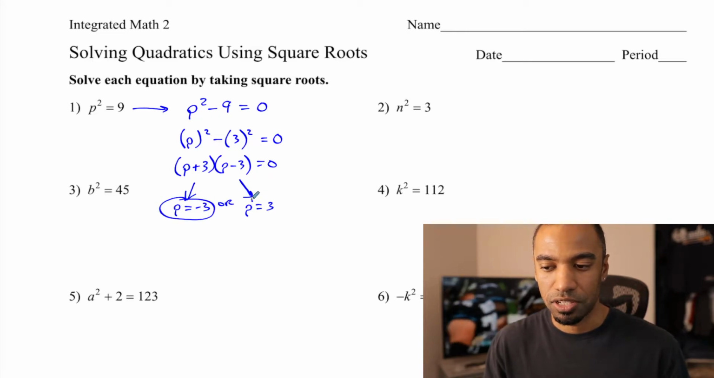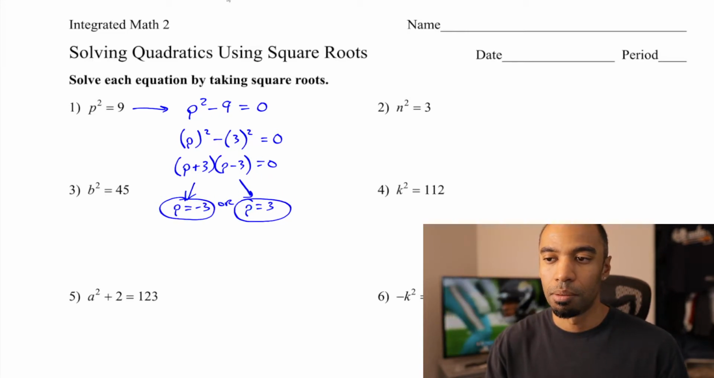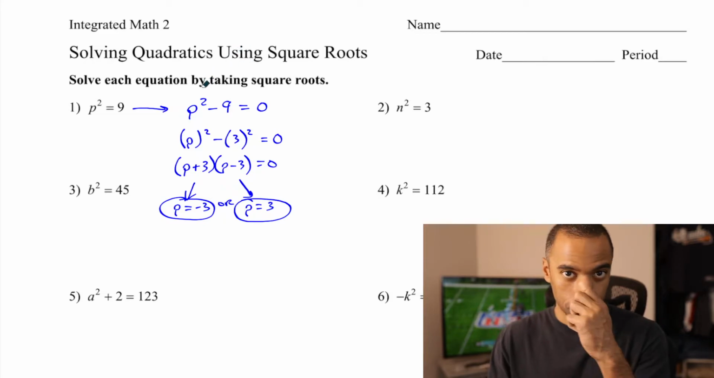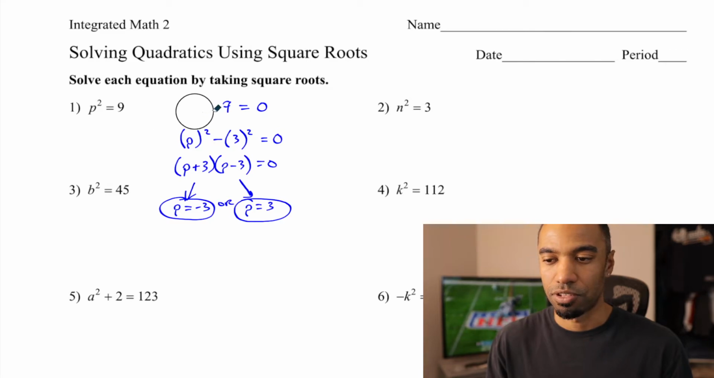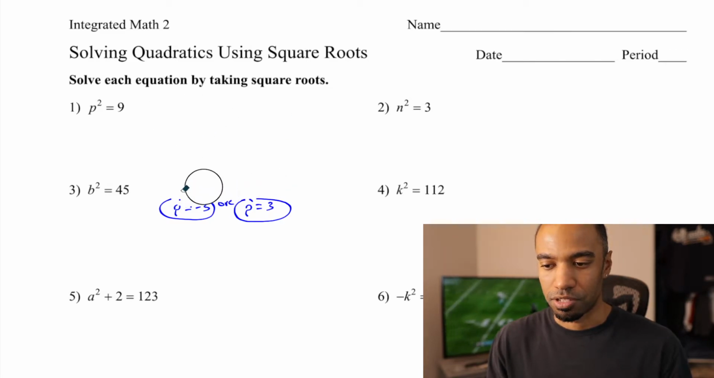Keep these solutions in mind because I'm going to erase this: negative 3 or positive 3. That was possible to do for any solutions that are rational. Here you can solve by factoring. In this case, it was a difference of two squares. So negative 3, positive 3, right?